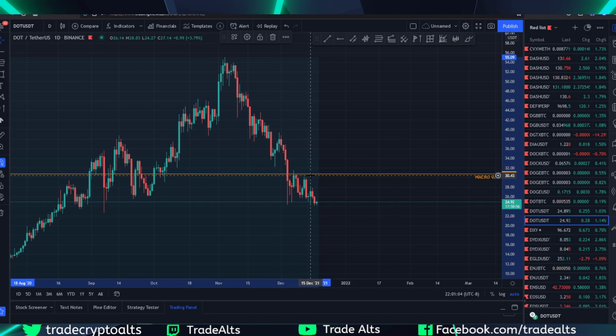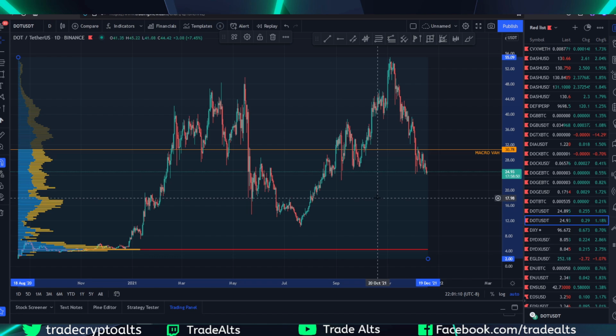If this was to line up with anything else, obviously it would give more weight to this level being used. But for now, one really important thing that I want to say is that I trade macro value areas differently than I do range value areas. Macro value areas, again, it's all in the name, right? These are very high time frame levels.